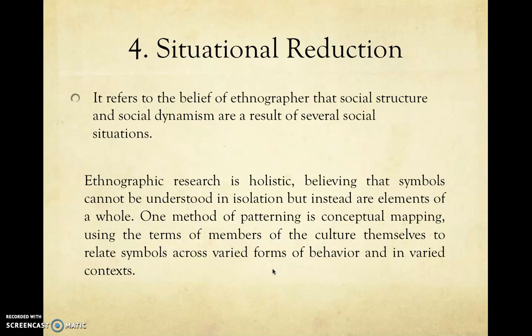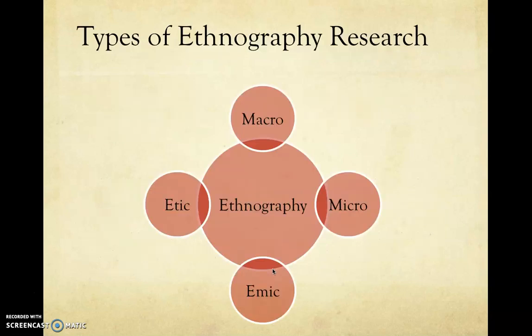And the one method of patterning is conceptual mapping. We can map the concept of the symbols by using the terms of members of the culture themselves to relate symbols across various forms of behavior and varied contexts. This is called situational reduction.